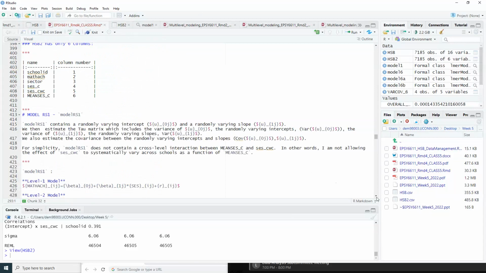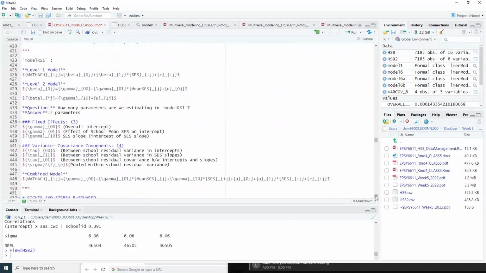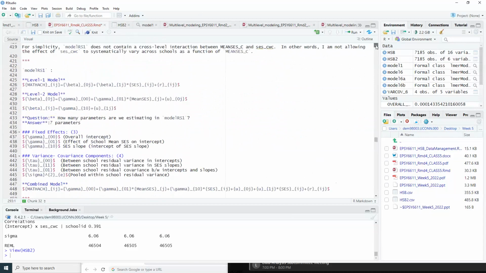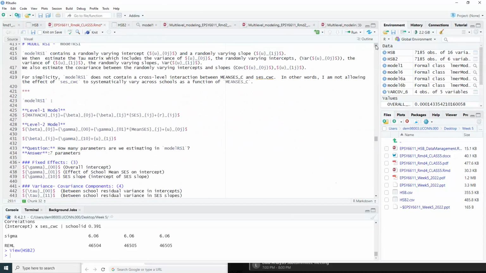So now, let's see. Okay, now I want to run, for simplicity, to show you some of this Raudenbush and Bryk stuff, a new model. It's not going to be model 6. It's going to be just slightly different. We're going to call it model RS1, for Raudenbush and Bryk model 1. This has a randomly varying intercept and a randomly varying slope, but I didn't put in the cross-level interaction, just to keep the code easy and simple.